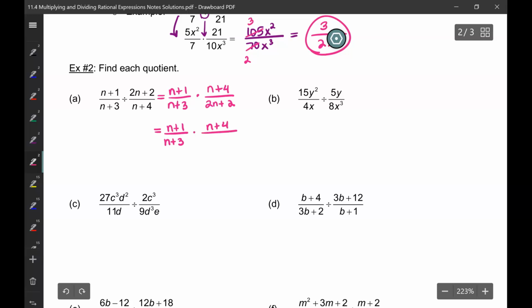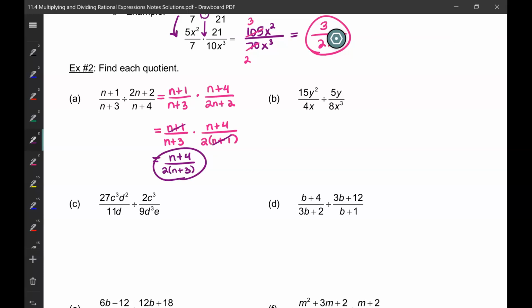Now I notice 2n plus 2 has a GCF of 2, so I actually want to factor that. Okay, so we have that kind of added step. And then what can we cancel? The n plus 1s. What do we have left? N plus 4 over, I have 2 times n plus 3. Okay, again, put the coefficient out in front. Do not multiply in the last step. I prefer to leave it.